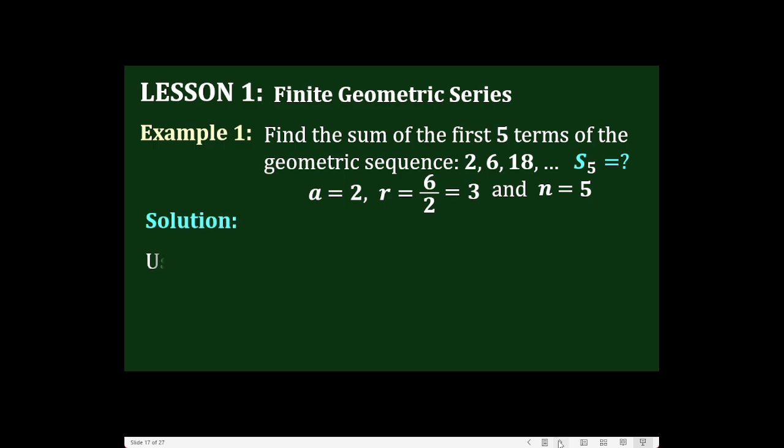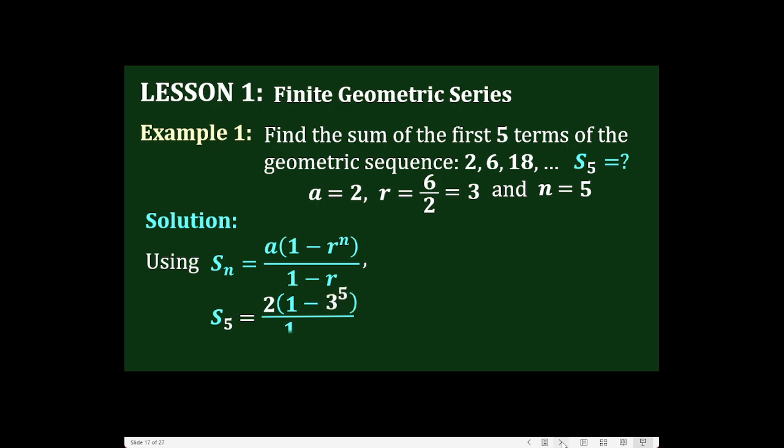Then we use the formula S sub n equals a quantity 1 minus r to the n all over 1 minus r. Substituting the given values, S sub 5 equals 2 quantity 1 minus 3 to the 5th all over 1 minus 3. Simplifying this resulting expression using the PEMDAS rule, we have 2 times the quantity 1 minus 3 to the 5th, which is now 243, all over 1 minus 3.